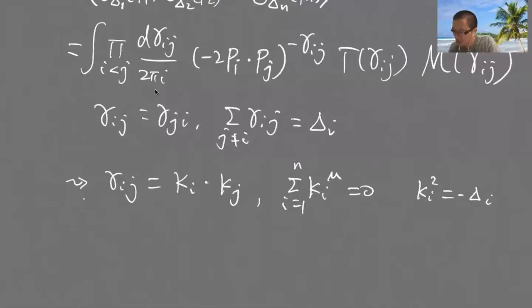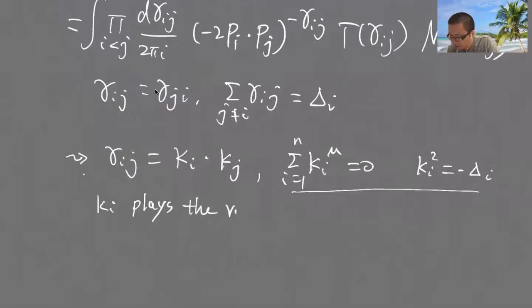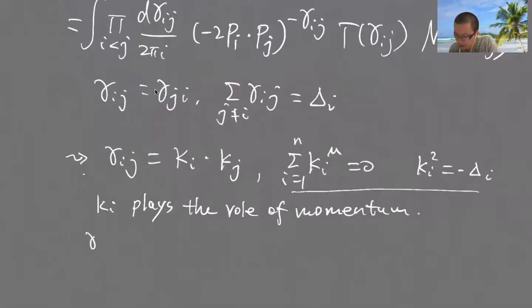This looks familiar indeed. The ki really play the role of momenta, of massless momenta, and the gamma ij play the role of Mandelstam variables.